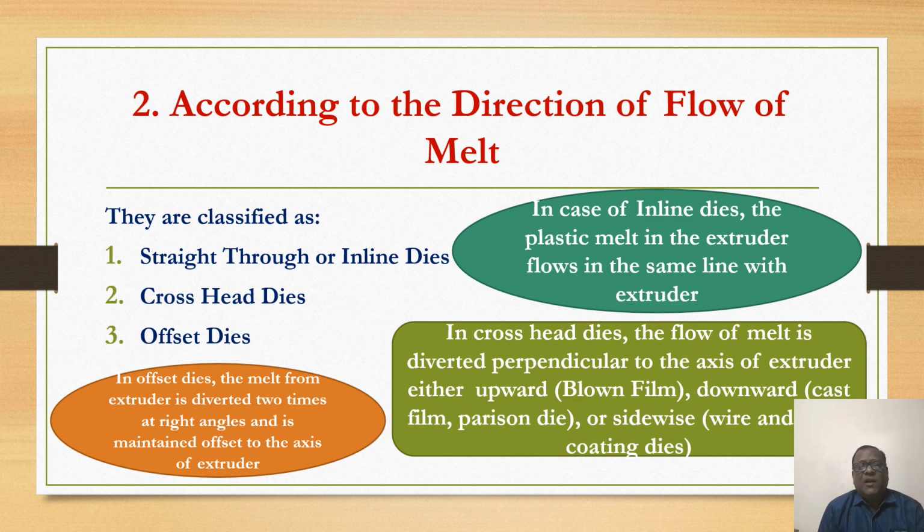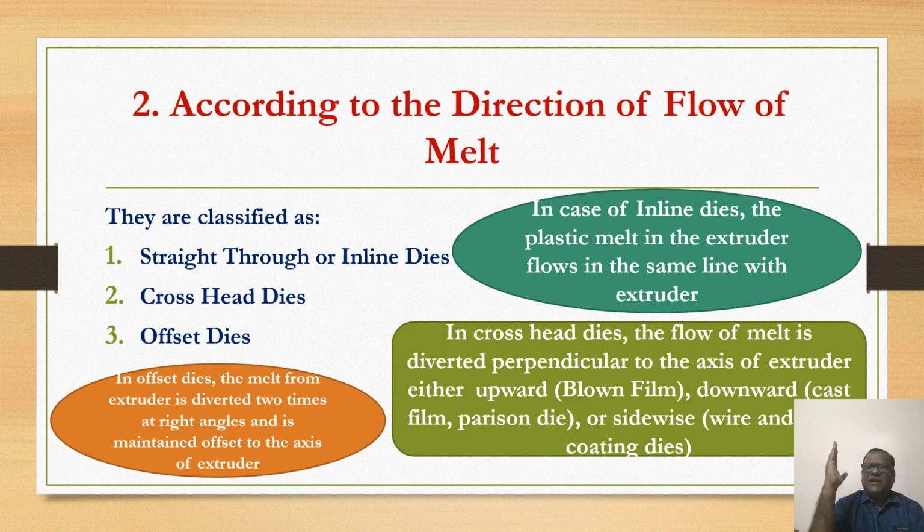The second one is the cross head die. What happens in a cross head die? The melt will come from the extruder. Suppose that is the x-axis, then it will flow along the y-axis. That means it will make a 90-degree angle. The melt flow will be diverted from its original direction by 90 degrees. So in case of cross-head dies, the flow of melt is diverted perpendicular to the axis of the extruder. It may be upward, downward, or in some cases sideways. But the deviation from the original axis of flow will be at 90 degrees.